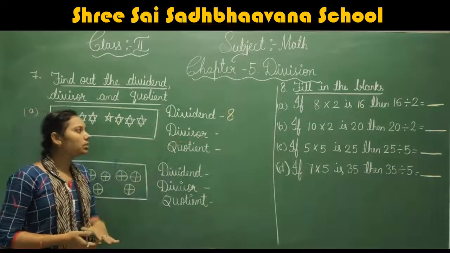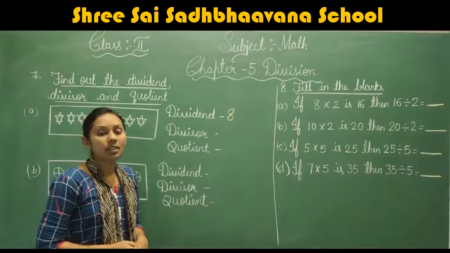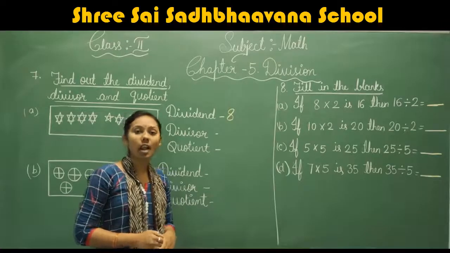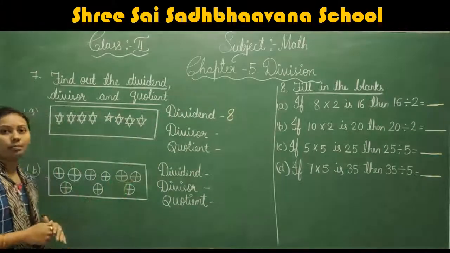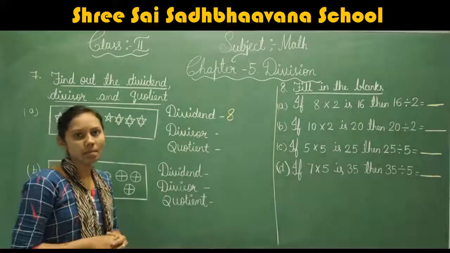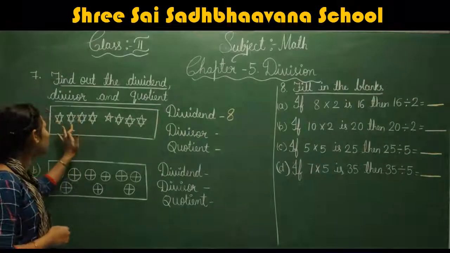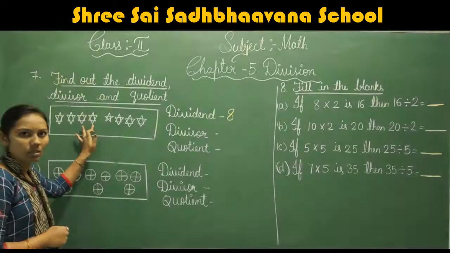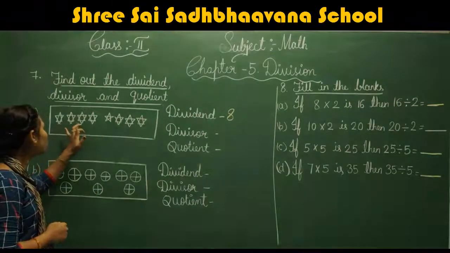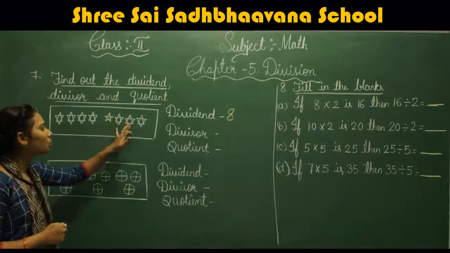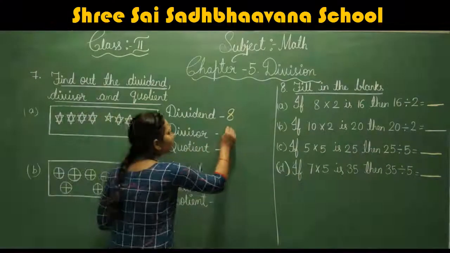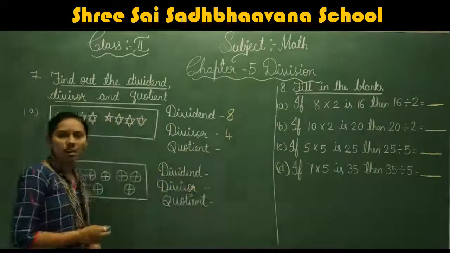Next, let us find out the divisor. Divisor means what? Divisor is the number which we are dividing by. So that is 1, 2, 3, 4. Again we are dividing by 4. Right children? So 1, 2, 3, 4, 1, 2, 3, 4. So we are going to divide by 4. This is the divisor. 4 is your divisor.